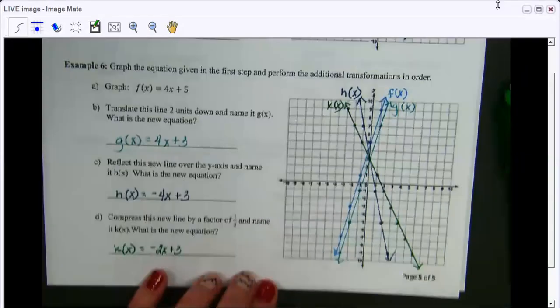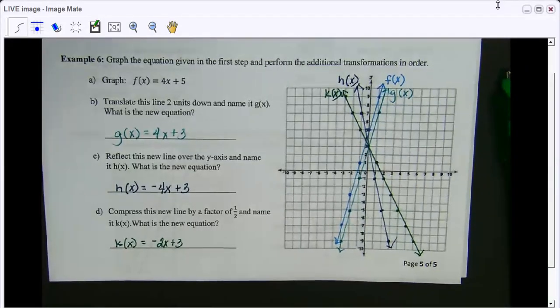Okay, here is the answer to 6. Check your equations and your lines. And this concludes lesson 3-7, part 1.